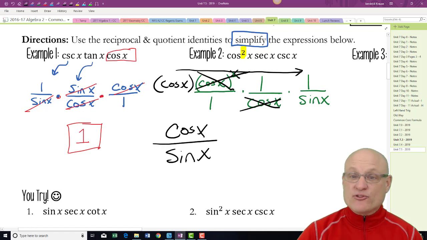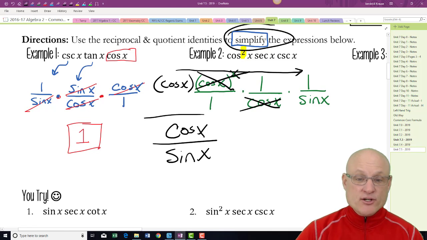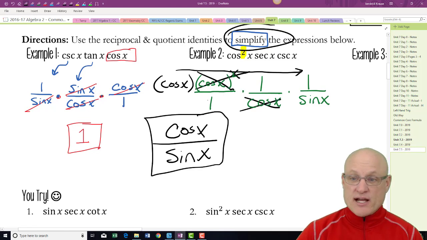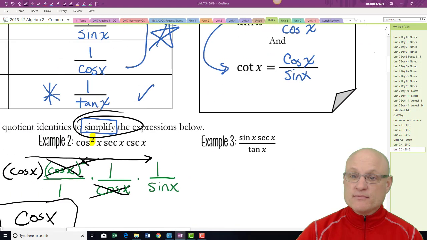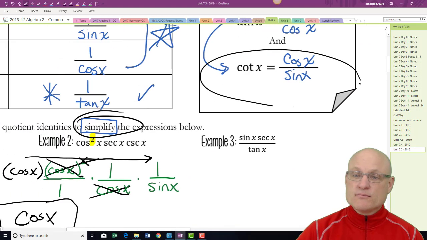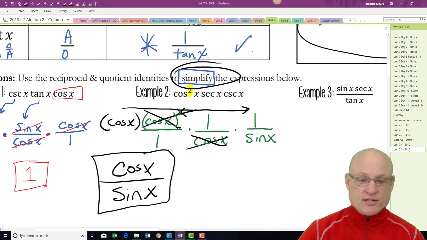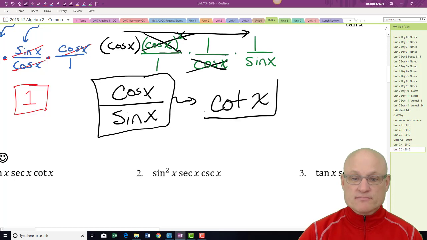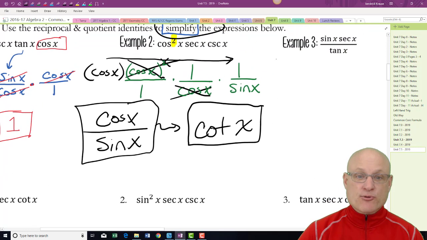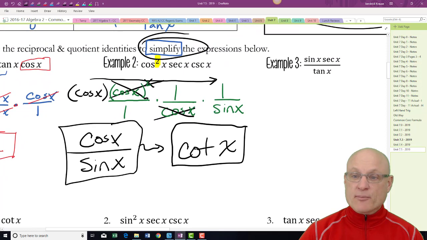Well, you still have to simplify the expression. Cosine x over sine x, if you remember correctly, is cotangent x. So you can't leave this as your final answer. It's not simplified. This is really cotangent x. And again, I could check that on the calculator, but I'm not going to.